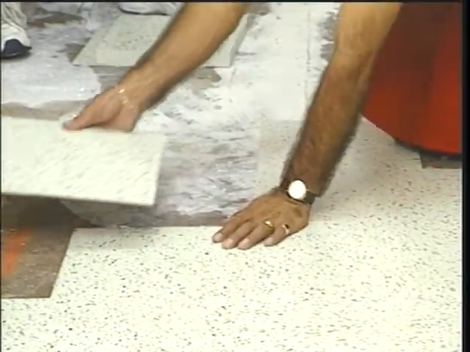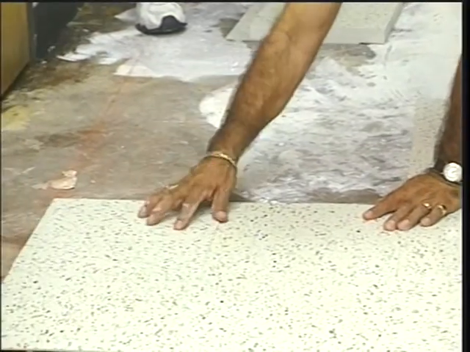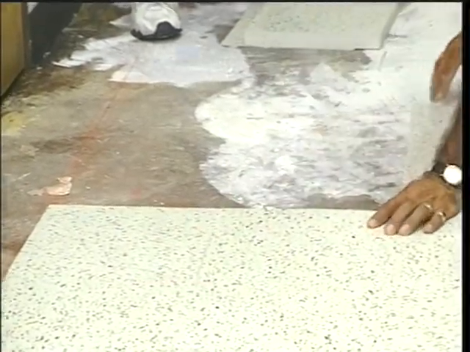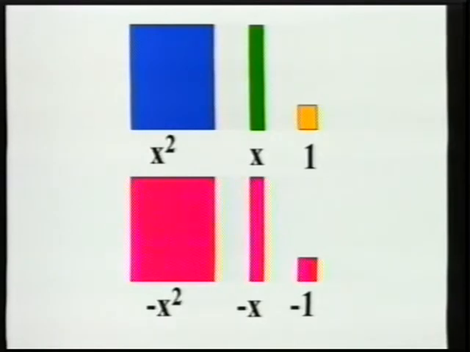Now let's take a look at how tiles relate to polynomials. We'll use the blue square tile to represent x squared, the green rectangle to represent x, the yellow rectangle or the yellow square to represent our positive 1 unit. The red large square will represent our negative x squared. Our negative x will be represented by the red rectangle, and a small red square will represent our negative 1.